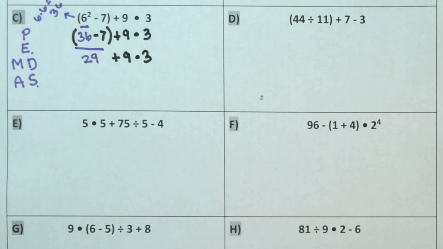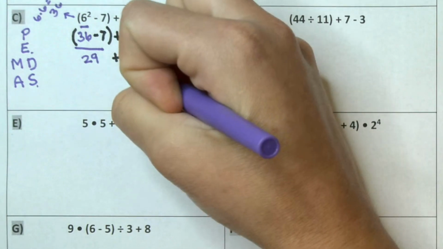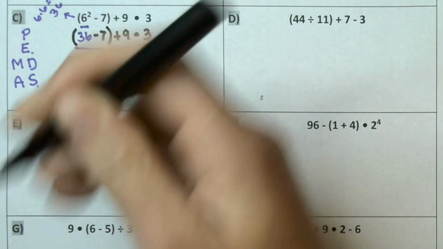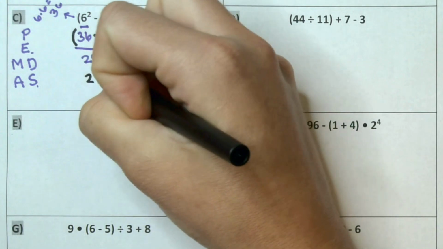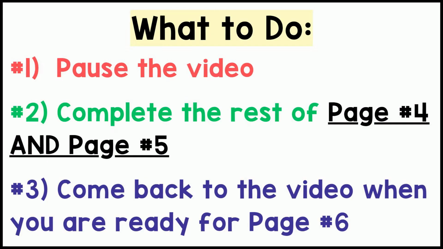I know multiplication is more powerful than addition, so I'll do 9 times 3 is 27. Bring down the plus 29. And 29 plus 27 is 56. Pause the video if you need more time. Pause the video, complete the rest of page 4 and 5. Come back to the video when you're ready for page 6.